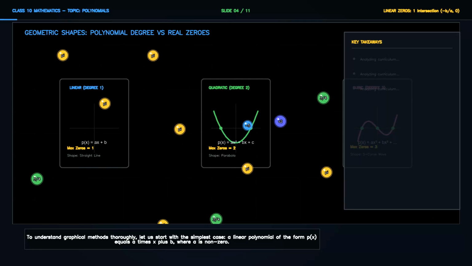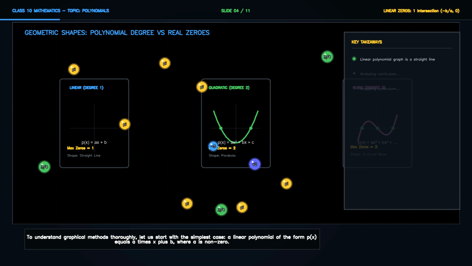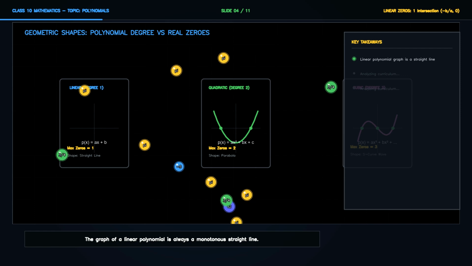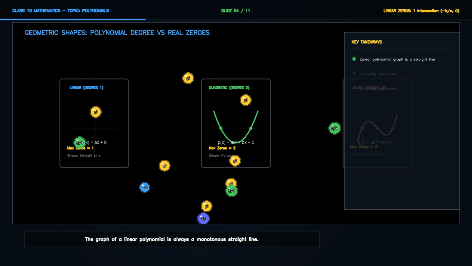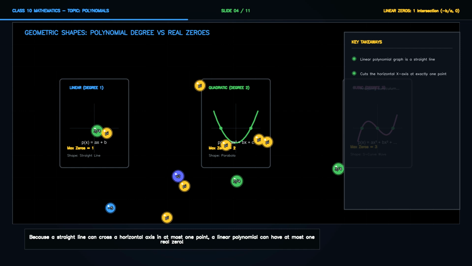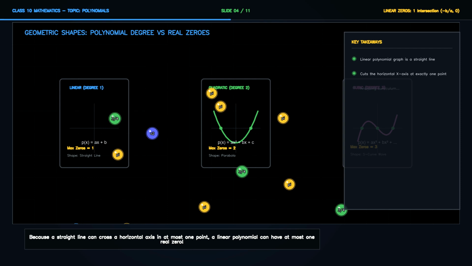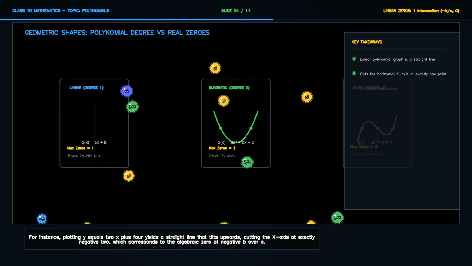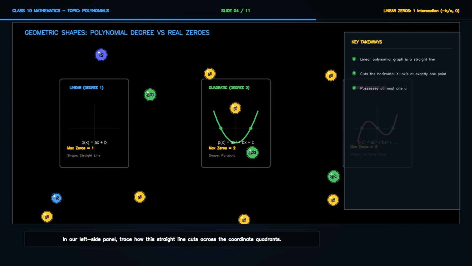To understand graphical methods thoroughly, let us start with the simplest case, a linear polynomial of the form p(x) equals a times x plus b, where a is non-zero. The graph of a linear polynomial is always a monotonous straight line. Because a straight line can cross a horizontal axis in at most one point, a linear polynomial can have at most one real zero. For instance, plotting y equals 2x plus 4 yields a straight line that tilts upwards, cutting the x-axis at exactly negative 2, which corresponds to the algebraic zero of negative b over a.